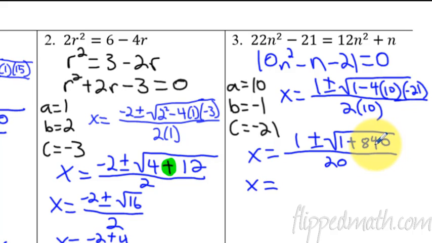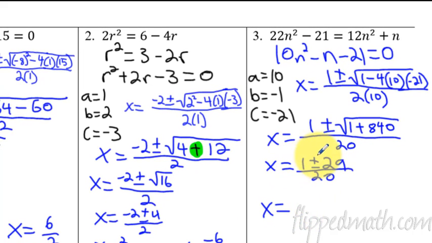No, I don't, but I've got a calculator, so I plug that in and discover it's a perfect square. So it is 1 plus or minus 29. 841, square root of 841 is actually 29. And then all over 20. So then I get x equals 1 plus 29 is 30 over 20. And then I have x equals 1 minus 29 is -28 over 20.